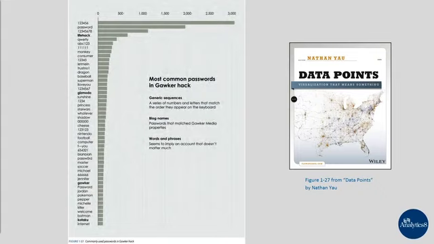So one of the analyses that he adds to this visualization is that people tended to use the names of the Gawker subsites like Lifehacker, Gizmodo as their passwords. So this visualization helps draw attention to the fact that people need to think twice before using those types of passwords, without necessarily exposing particular users that use those passwords.